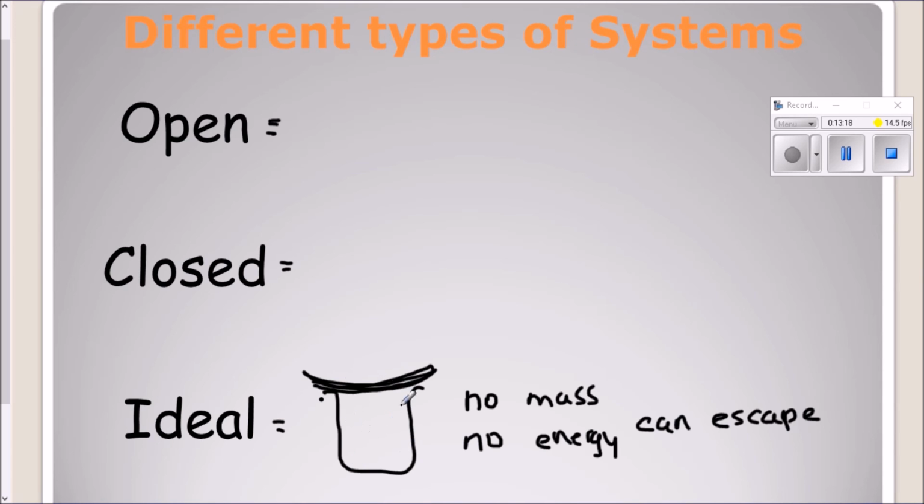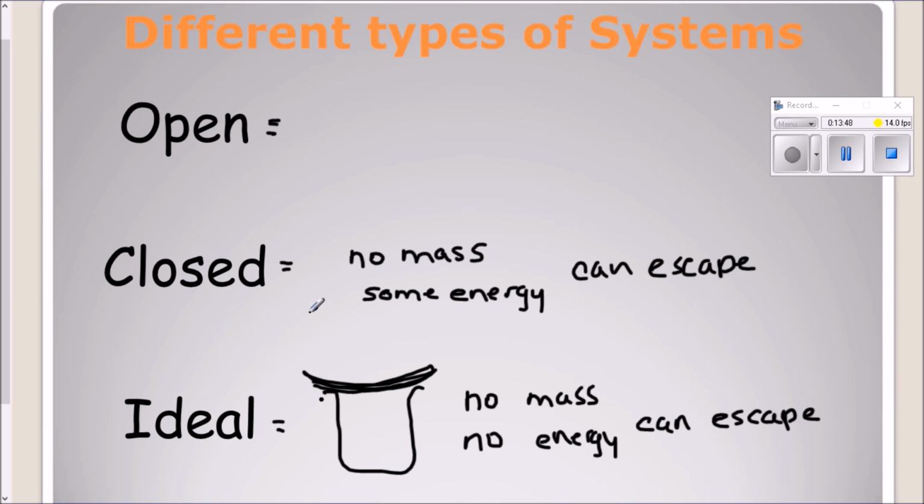Now in a lab, what we actually have is something called a closed system. A closed system means that no mass can escape, but some energy can escape. So no mass can escape, but some energy can escape, and this means this is a closed system. This is not ideal because some of our energy is actually being released and that's a source of error in our calculations.